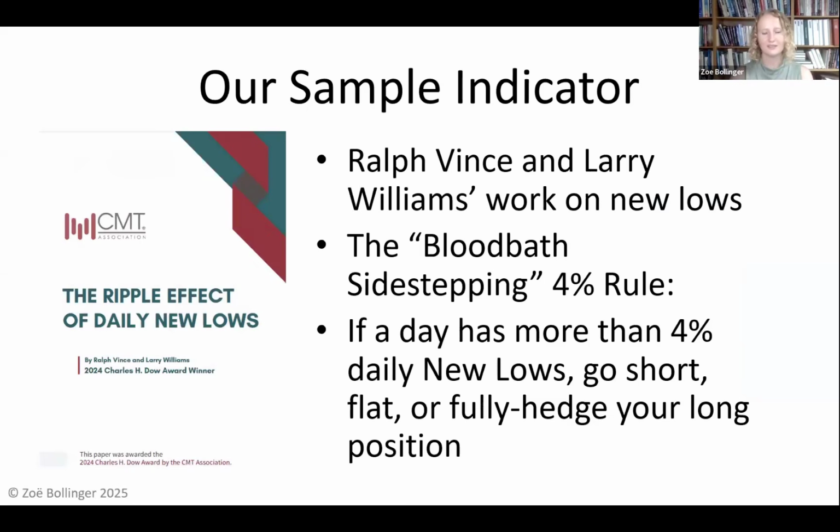And for our little public sphere published sample indicator, I'm using today a piece of work by Ralph Vince and Larry Williams. It's the Dow Award-winning paper from the CMT Association for 2024, The Ripple Effects of Daily New Lows. The paper's in 3 different pieces, all really interesting. I think it's worth a read in general, but I'm picking for today the 3rd piece, which is something that they call the bloodbath sidestepping 4% rule. Doesn't quite roll off the tongue.